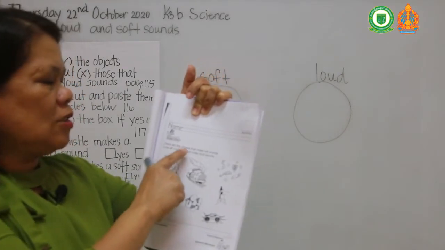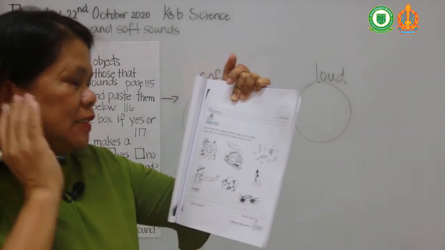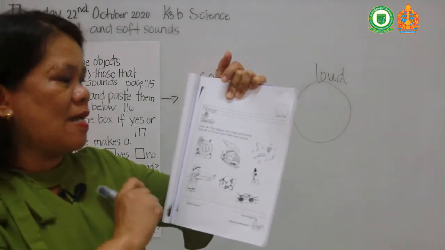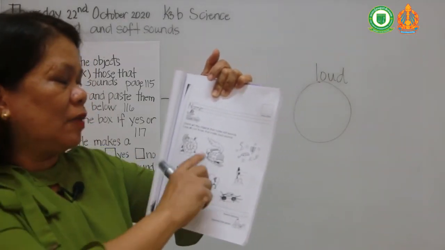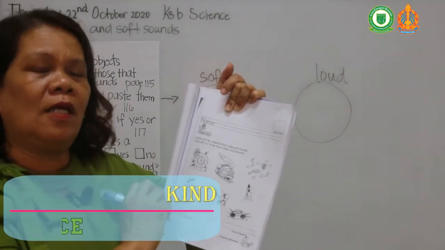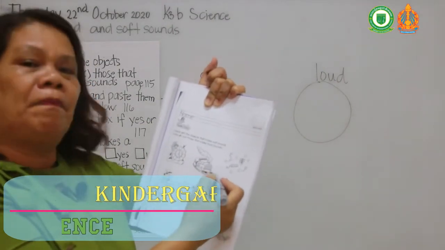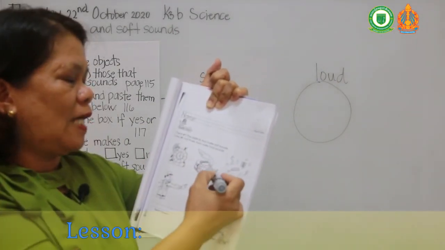Cross out those that make loud sound. Okay, they can irritate your ears. What are the objects that make loud sound? About this train. Does this train produce loud sound or soft sound? Typically, this is loud sound, so you're going to cross out.